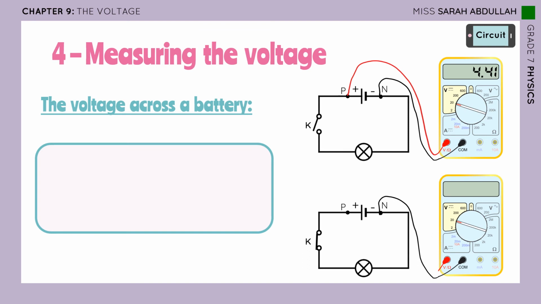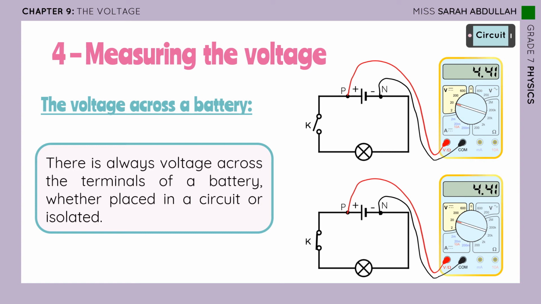So in case where the switch is open or closed, I'm gonna get a voltage across the battery. Of course, I might get a different value. Okay, this is just like an example. But the point is that there is always voltage across the terminals of a battery, whether placed in a circuit or isolated. Even if I took a battery like this, and I measure the voltage across its terminals, I would still get a number.